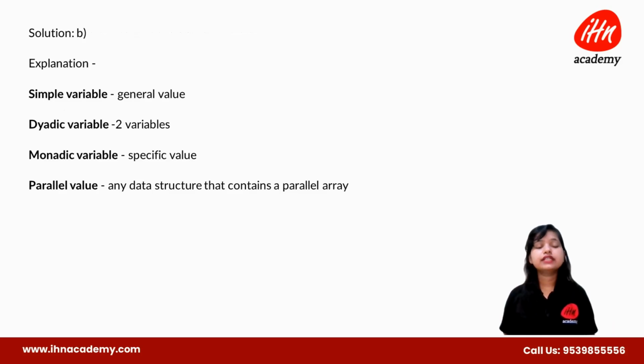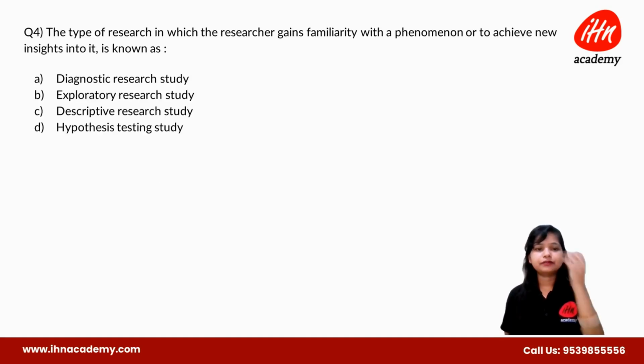Let's see the explanation. Simple variable means general value, general variable. Dyadic variable means two values, two variables will be there. Dyadic means two. Then monadic variable is for specific value, specific number, like age, like height of any person. That is monadic variable. Then parallel value is any data structure that contains a parallel array. So whenever you find a parallel array, that will be parallel value. Clear? Let's come to the next one.